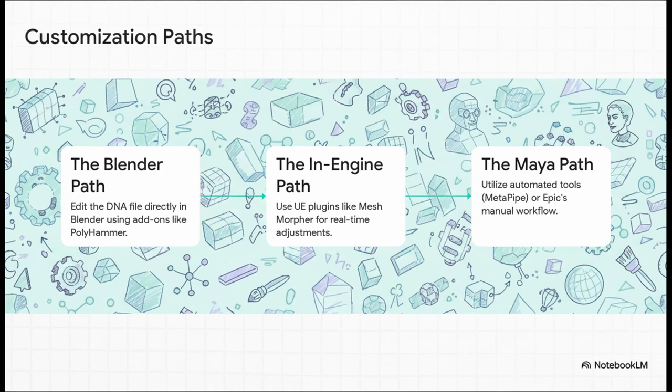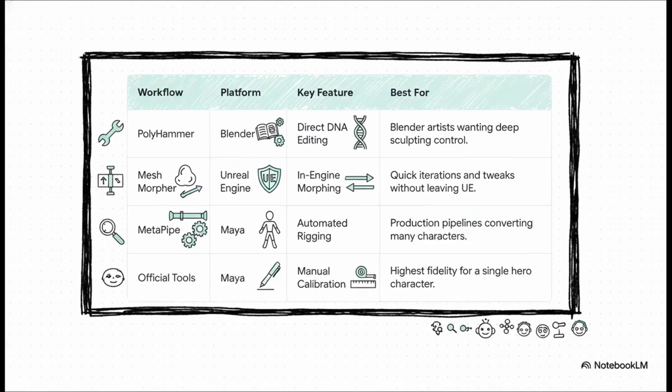You've got a path for Blender, a path right inside Unreal Engine, and a path for Maya. So let's break these down. For all you Blender artists out there, you've got Polyhammer. This thing is wild. It lets you edit the DNA file directly in Blender and see the results live. Super powerful.